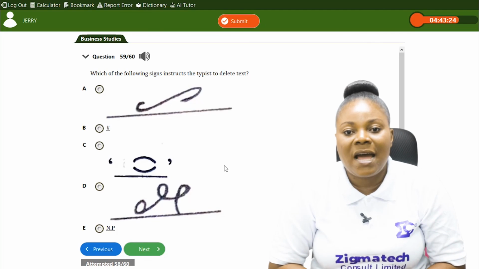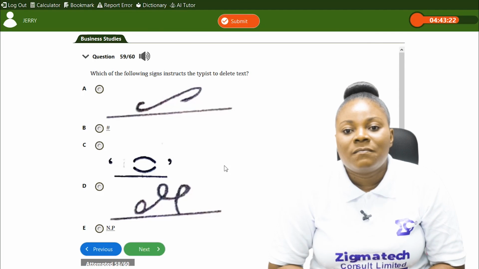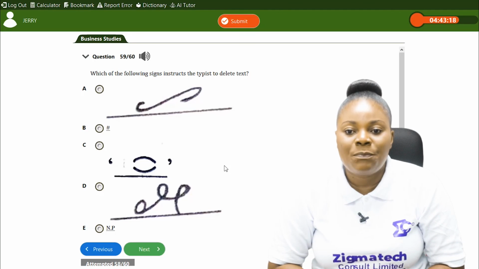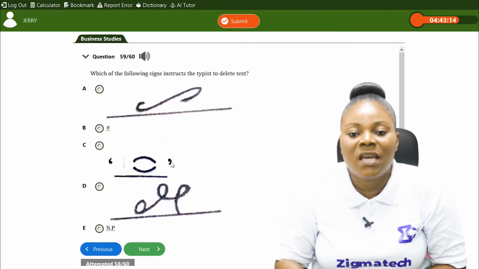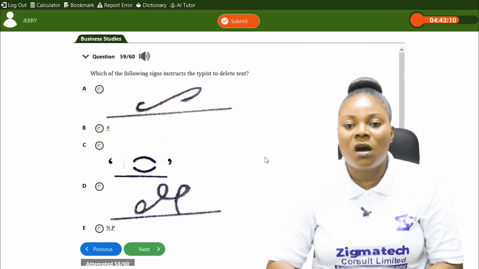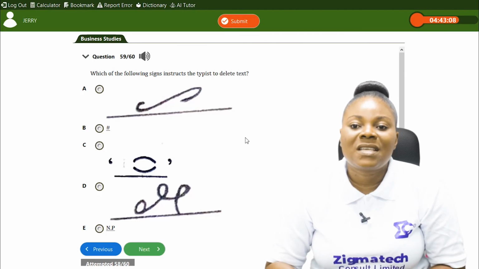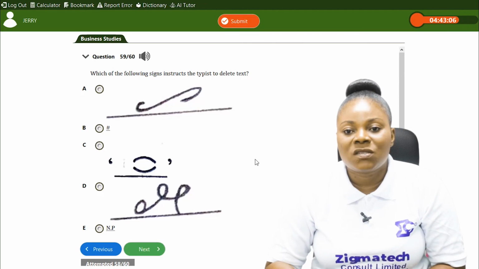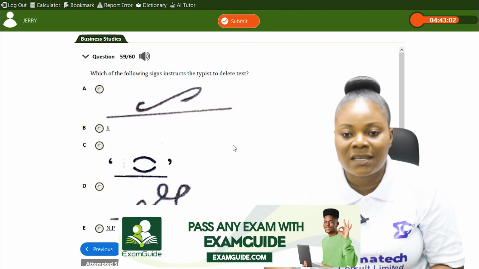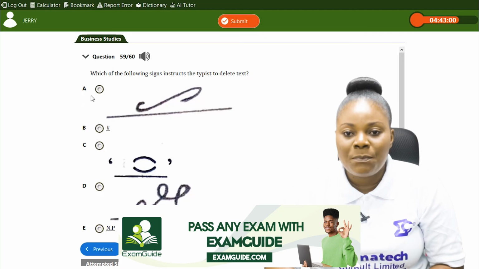Question 59. Which of the following signs instruct a typist to delete text? All these you are seeing, they are examples of printer's correction signs. So which one shows that you are to delete a text as a typist?